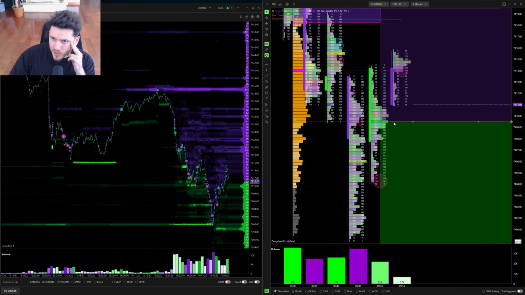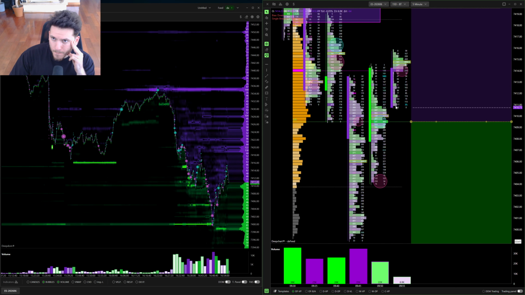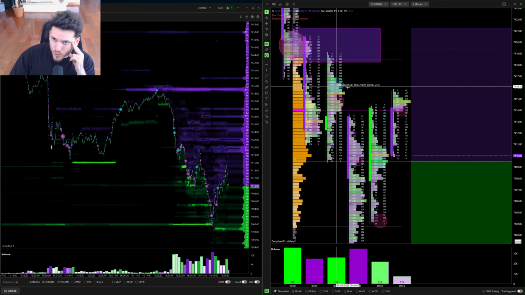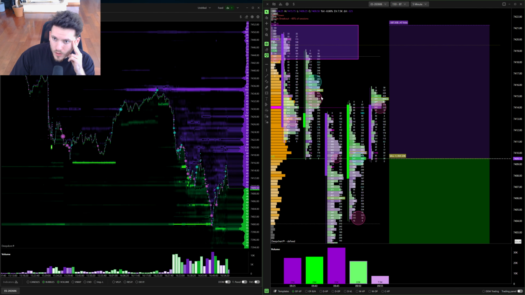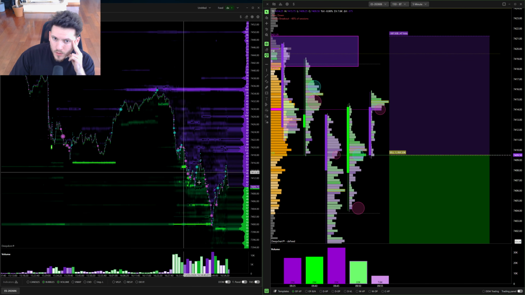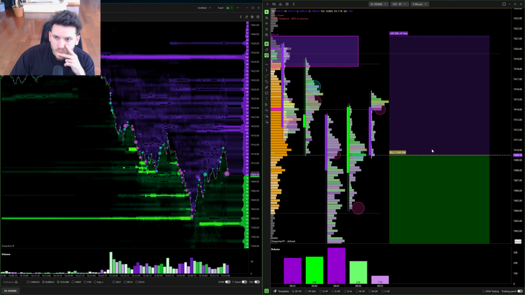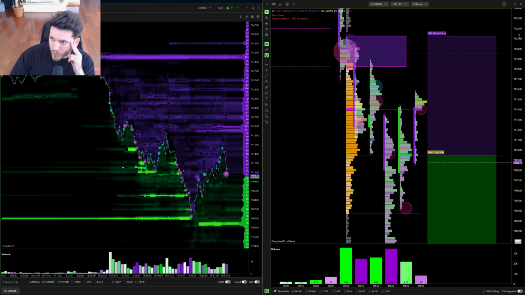Now we have aggressive sellers starting to take control again, exactly where they took control before. Let's see if this candle is going to close outside the opening range.